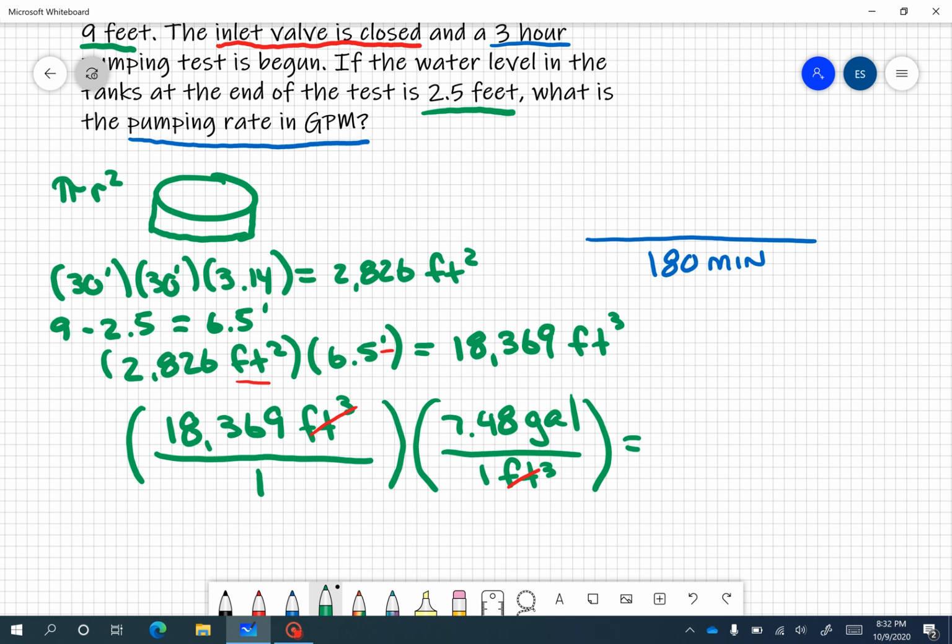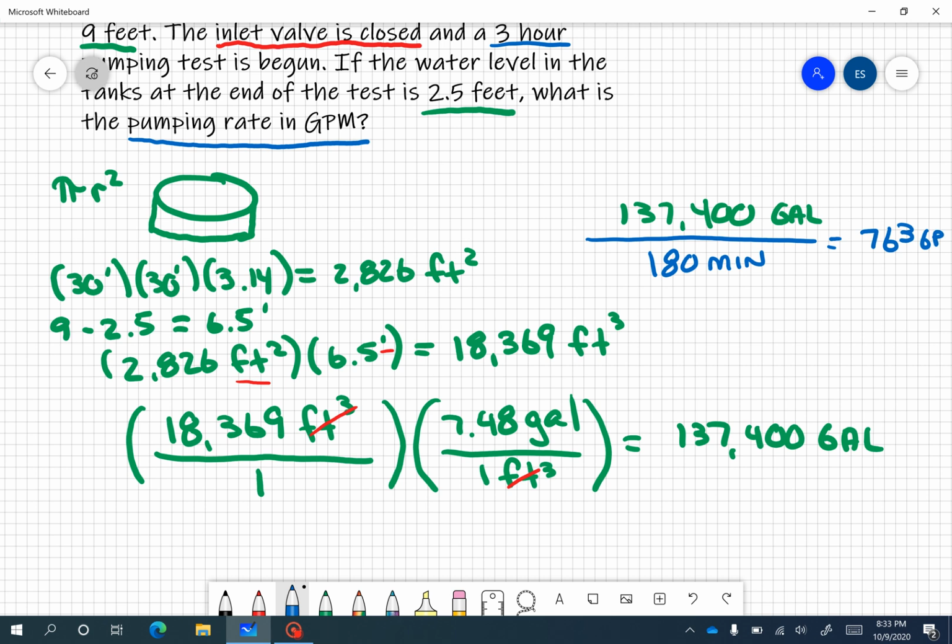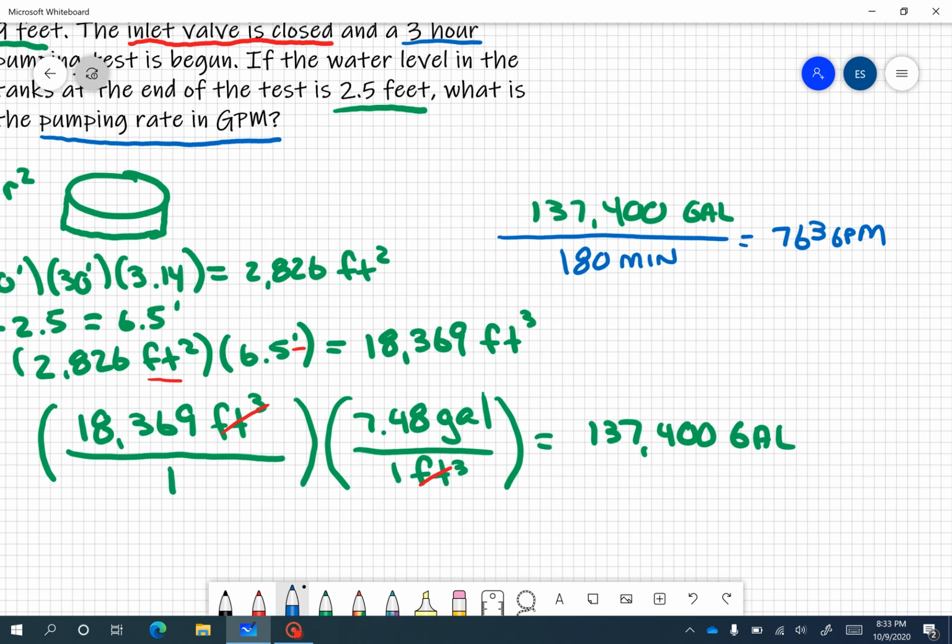18,369 times 7.48 gallons in a cubic foot gives me just about 137,400 gallons. So now I've got the gallon part of my equation. 137,400 gallons divided by 180 minutes is going to give me my answer in gallons per minute. And it comes out to just about 763 gallons per minute. So there you go.